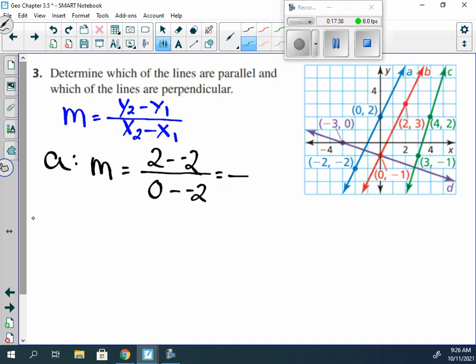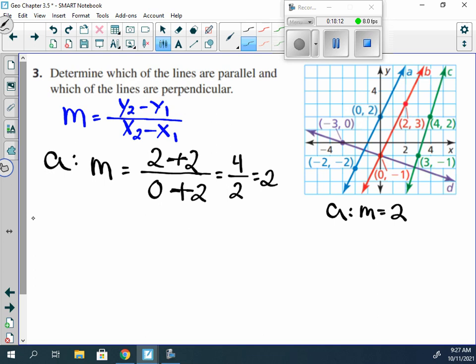Now again, with midpoint and distance formula, the order of x and y didn't matter as long as we got the x's and y's together. Here, the order does matter once we get it set up. Now both the negative and negative are going to make a positive, so 2 plus 2 is 4, 0 plus 2 is 2, and 4 divided by 2 is 2. So the slope of line A, m, is equal to 2.